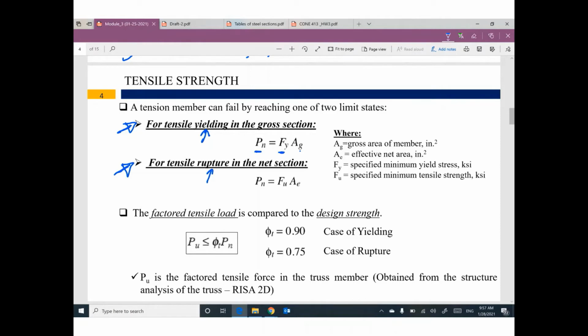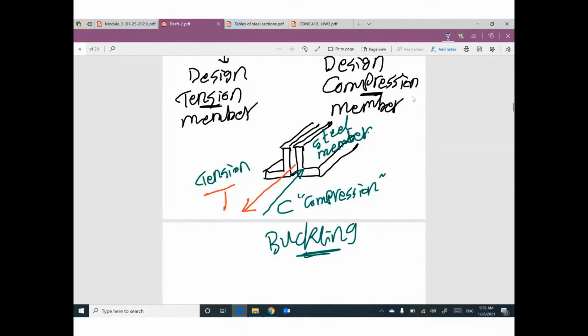If you would like to avoid rupture of the member, the nominal strength of the member equals F ultimate times the effective area. So A gross is the gross area of the member, A effective is called the effective net area, F yield is the yield stress, and F ultimate is the tensile strength. Guys, I would like to remind you of something we covered before.